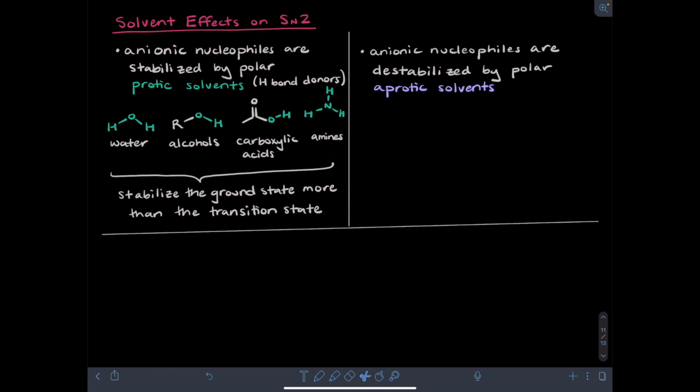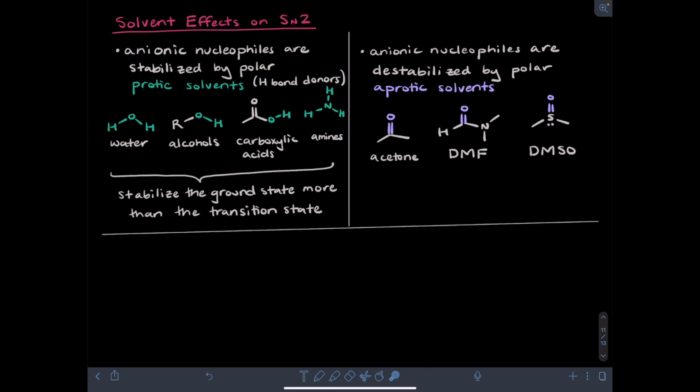The negatively charged nucleophiles are going to be destabilized by what are known as polar aprotic solvents. These are solvents where you have electronegative atoms with lone pairs and polar molecules, but the solvent cannot participate in hydrogen bonding with an anion. Some common solvents you'll see are the ketone acetone, an amide solvent known as DMF, and a solvent where you have a sulfur-oxygen double bond known as DMSO.